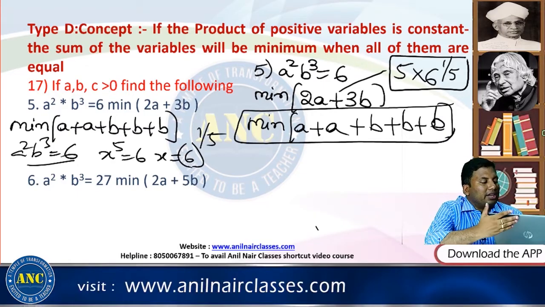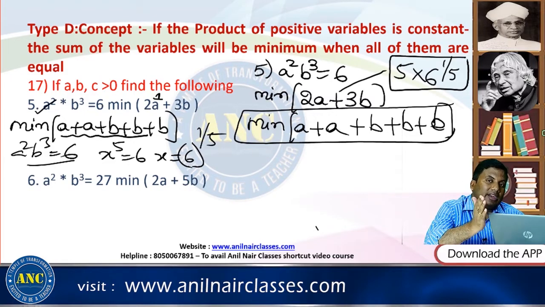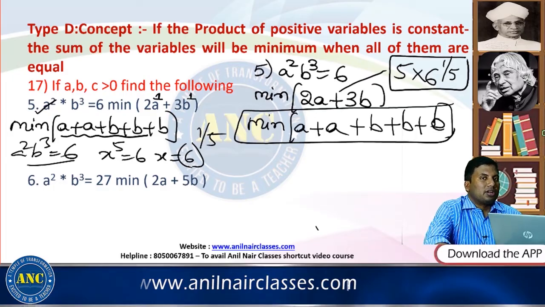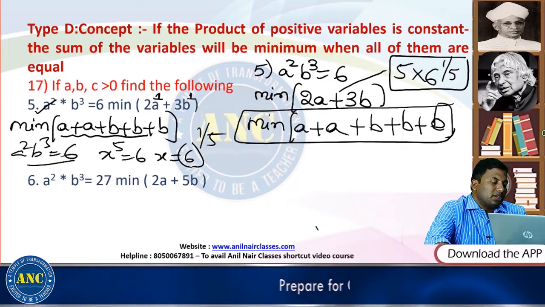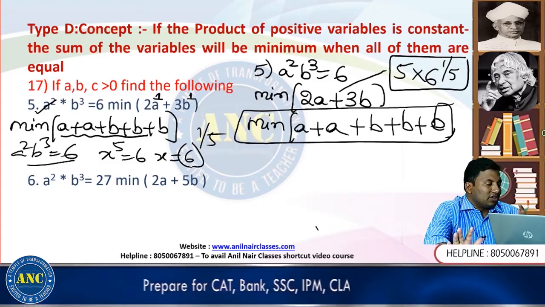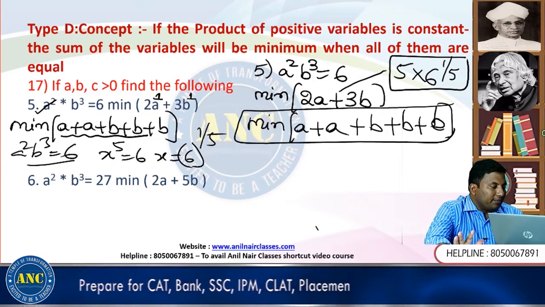Why did I make it into this value? Degree of A is 1, but in the question degree of A is 2, so 2A is divided into 2 equal parts. Degree of B is 1, but degree of B is 3, so 3B is divided into 3 equal parts. A plus A plus B plus B plus B. Similarly, the sixth question also, we will solve it in a new slide.